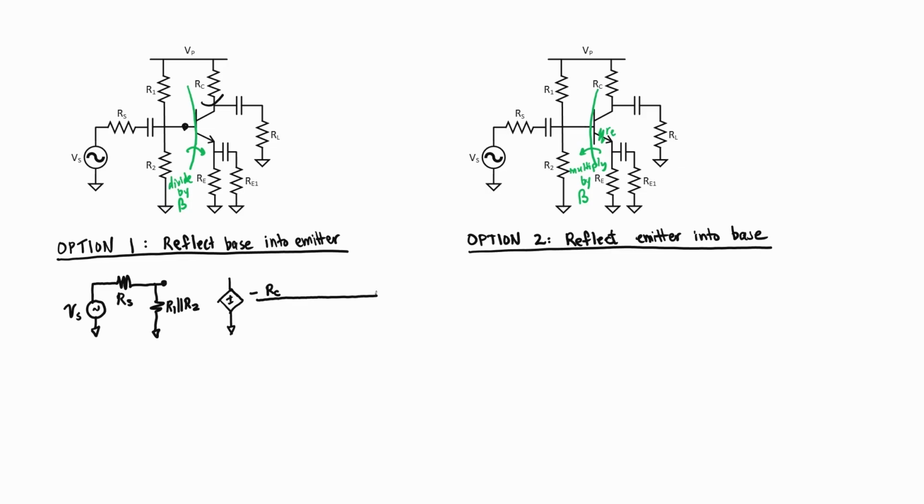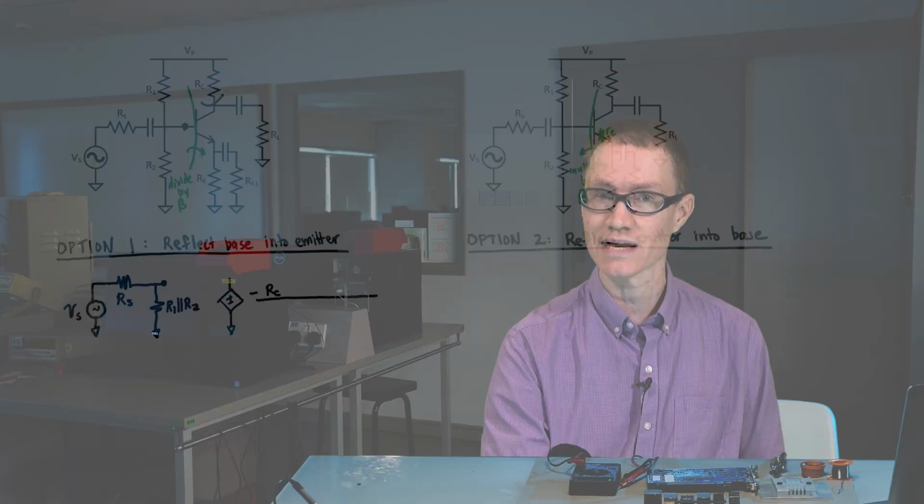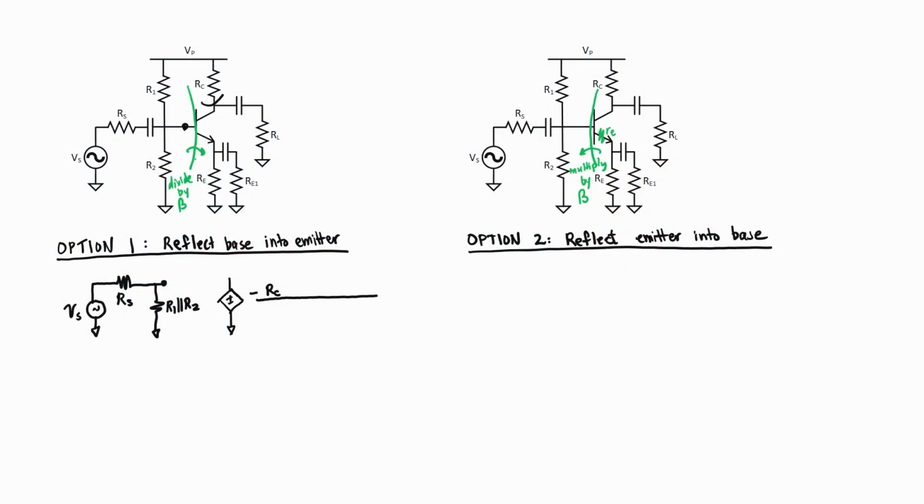Down here in the denominator, I now need to include all of the resistors attached to the emitter of the transistor, and I'm going to be using impedance reflection to bring over all those resistances from the base as well. Starting with the resistors attached to the base, we have R1 in parallel with R2 in parallel with R sub S, and I'm going to have to divide everything by beta.